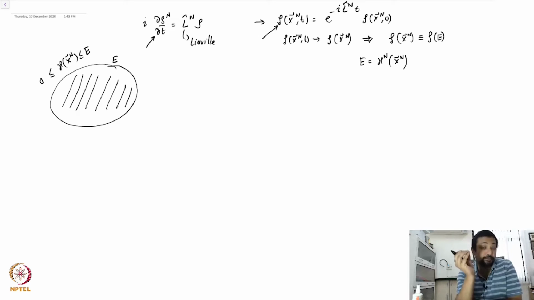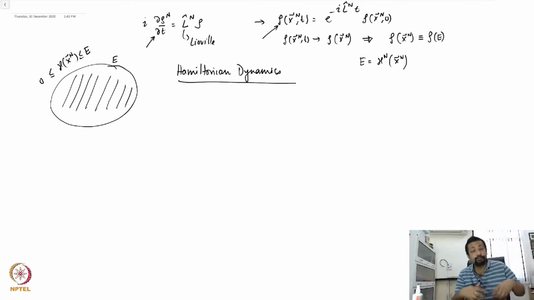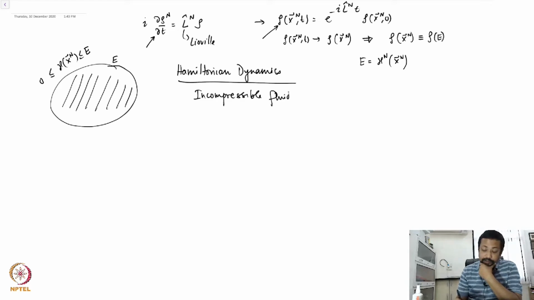This fluid is made up of state points, and this flow is essentially governed by the Hamiltonian dynamics, and the continuum fluid of state points that you are visualizing is essentially an incompressible fluid. But how do we see that this is an incompressible fluid? So the probability flow within this volume is exactly the same as the flow of an incompressible fluid. In an incompressible fluid, the volume element does not change, right?